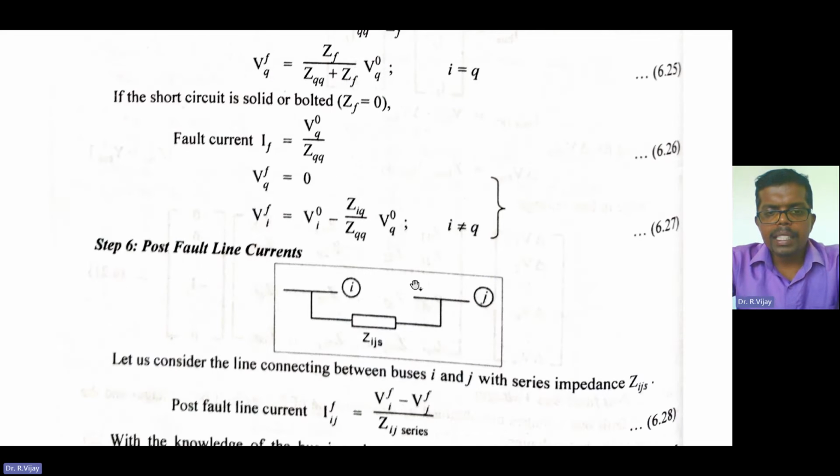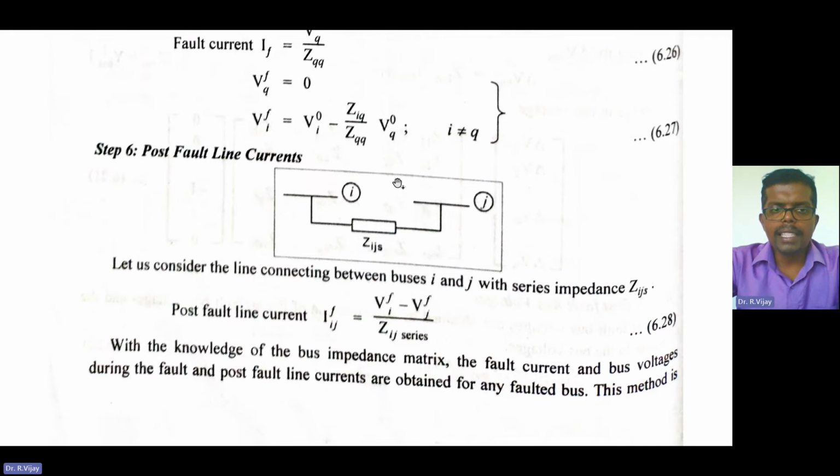Next, step number 6. What we have to do is calculate the post-fault line current, that is, from the ith and jth bus. Let us consider the line connecting the ith and jth bus with a series impedance of Zij.